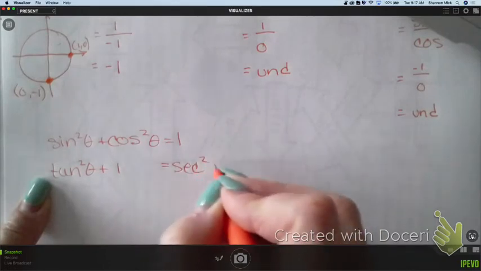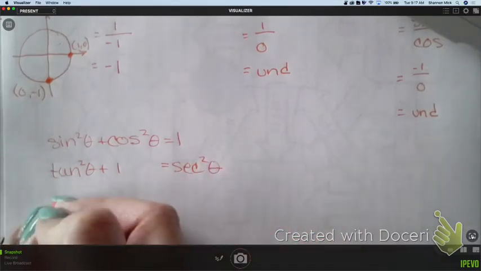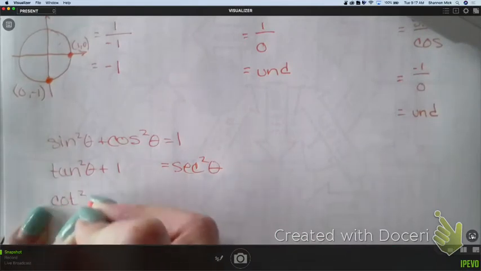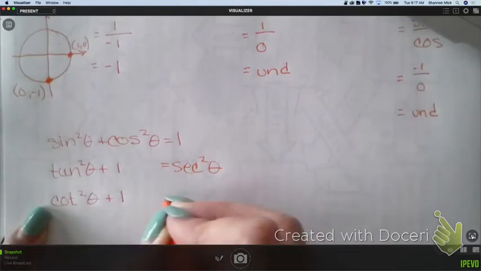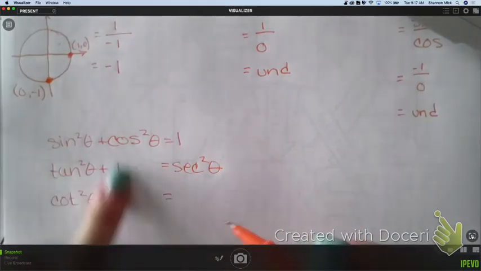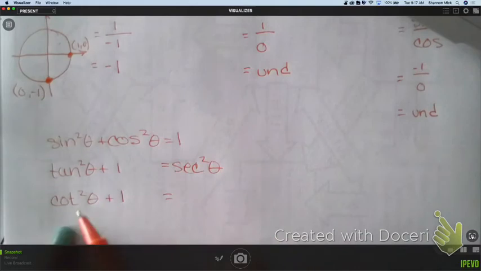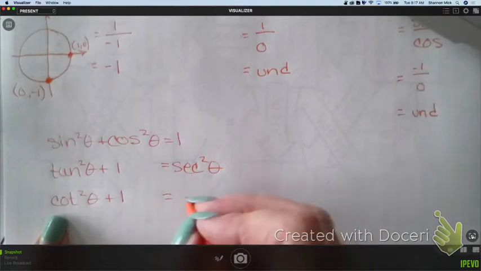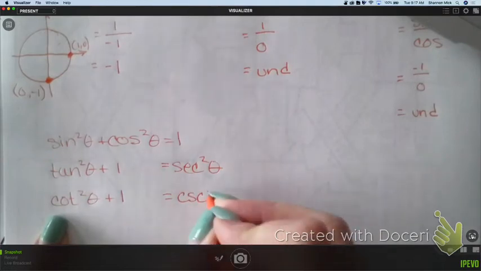And then cotangent squared theta plus 1. I don't know why I write it that way. Normally I put 1 plus tangent squared. Doesn't matter, right? It's addition. Okay, what's in the denominator of cotangent? Sine. So what function is that? Cosecant. So there's a good review.